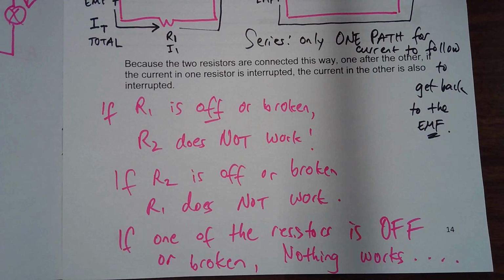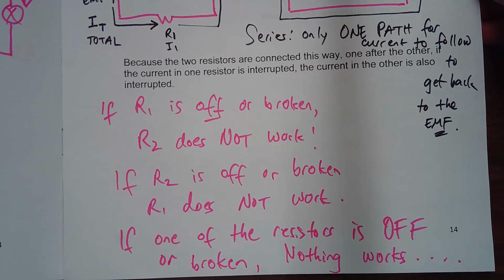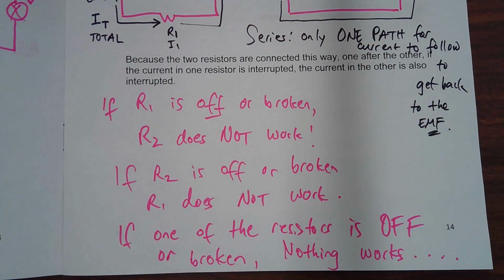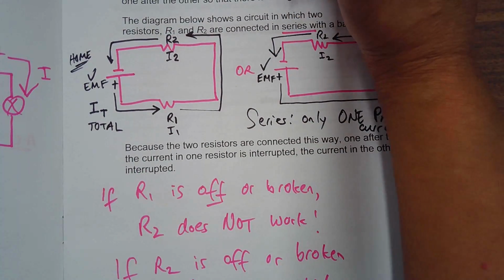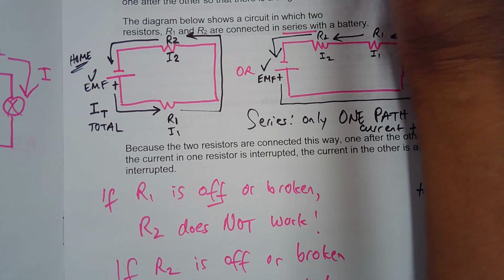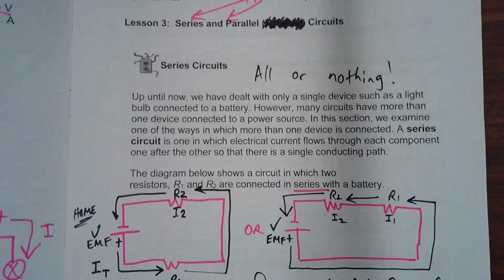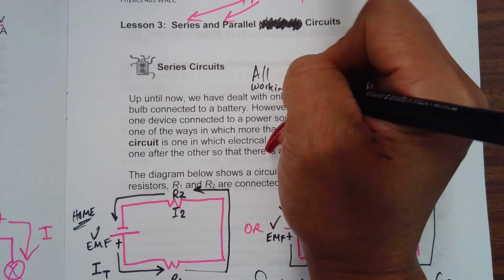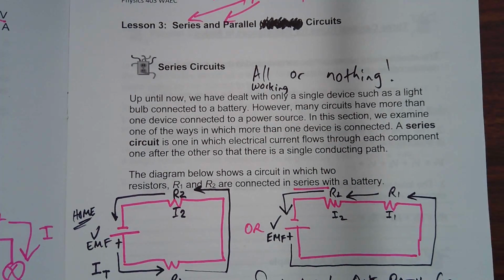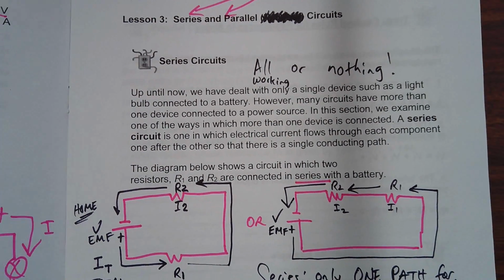Okay? So that is what a series circuit is. It's all or none. So basically we can say that a series circuit is all or nothing. It's either all working or nothing at all.